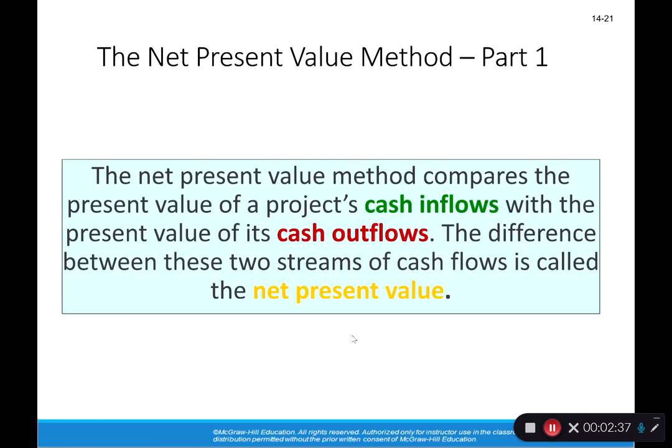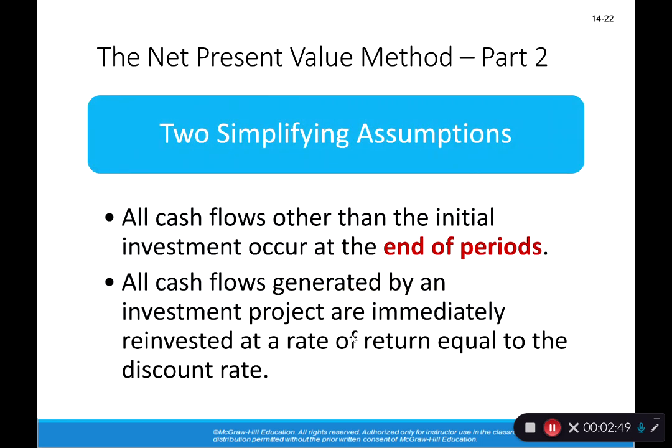So the net present value method compares the present value of the project's cash inflows with the present value of its outflows. The difference between the inflows and the outflows is referred to as the net present value. The two simplifying assumptions that we're using are that all cash flows other than the initial investment occur at the end of a year, and in reality they're probably occurring throughout the year. But for simplicity, we assume they're all occurring at the end of a given year.